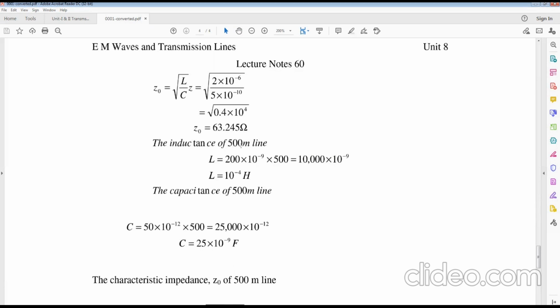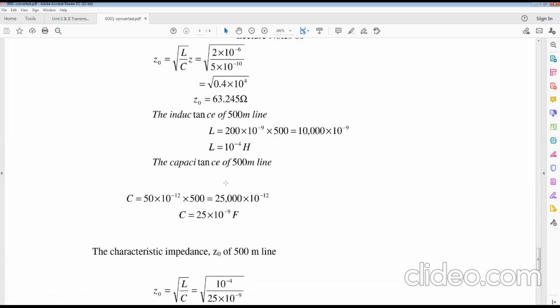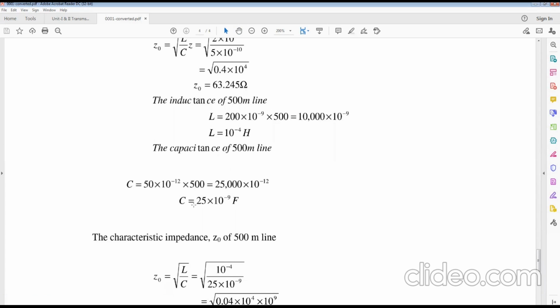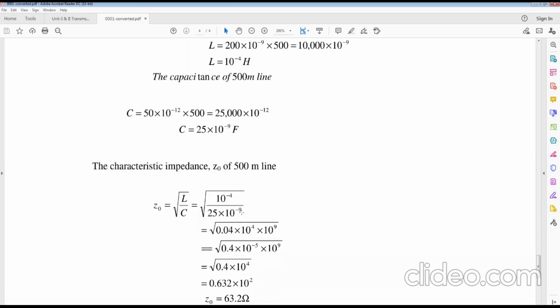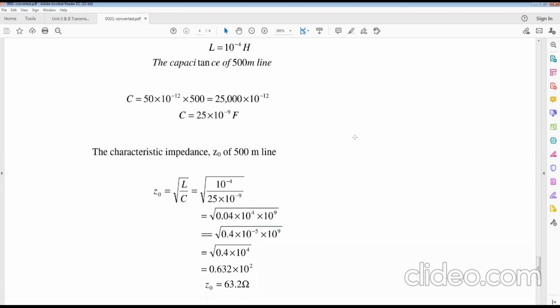And similarly, for the inductance of the 500 meters line, whatever the inductance is given, multiply with 500, you'll get 100,000 to the power of minus 9. L is equal to 10 power minus 4 henry. And for the capacitance, whatever is given, 50 to the power of minus 12, you multiply with 500, 25,000 to the power of minus 12, the pico. Convert these values, then it becomes 25 nanofarads. So Z0 at the 500 meters line is root L by C, 63.2 ohms. Got it.